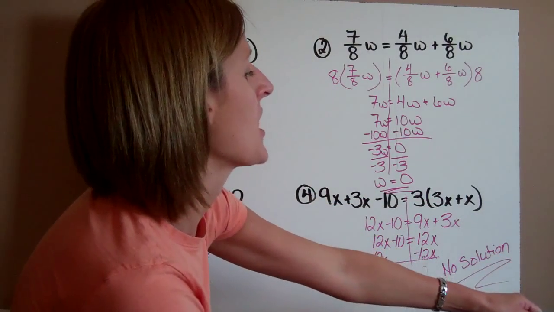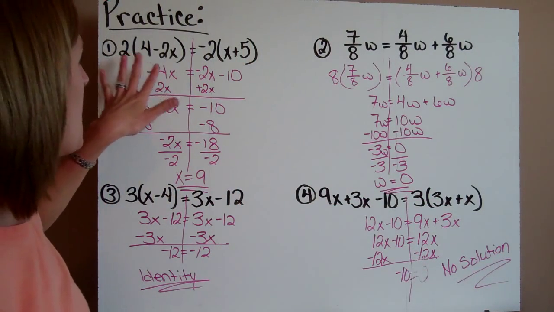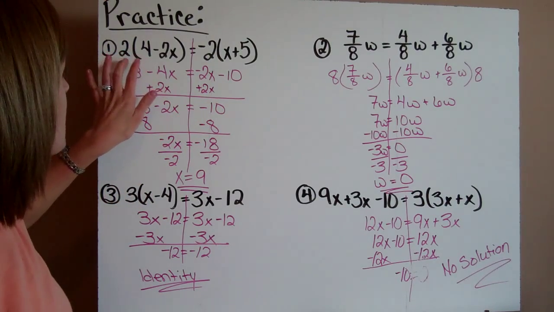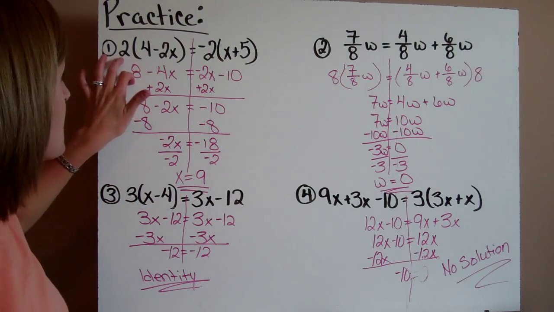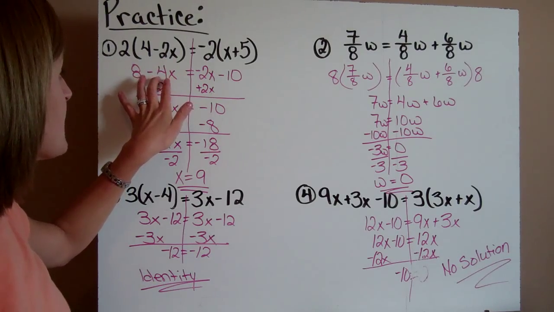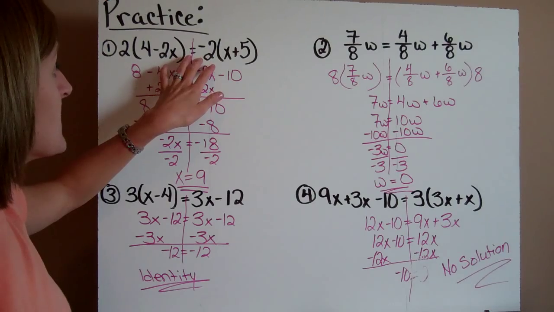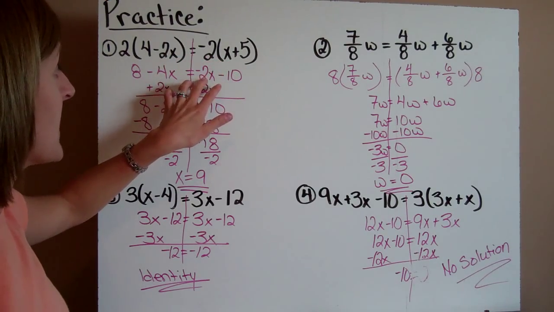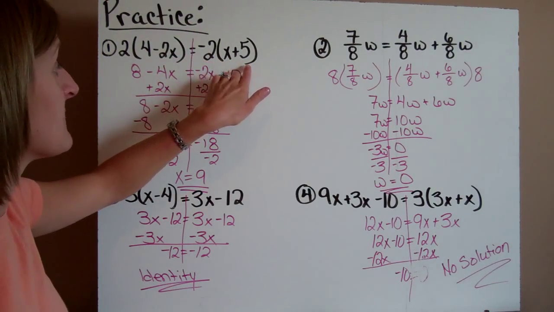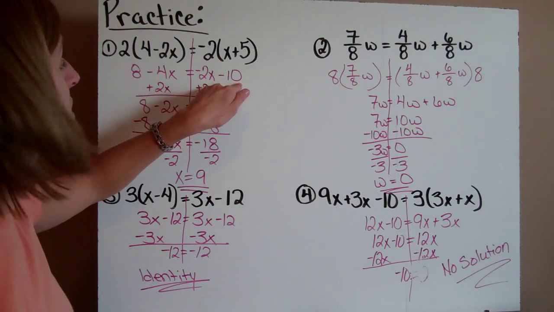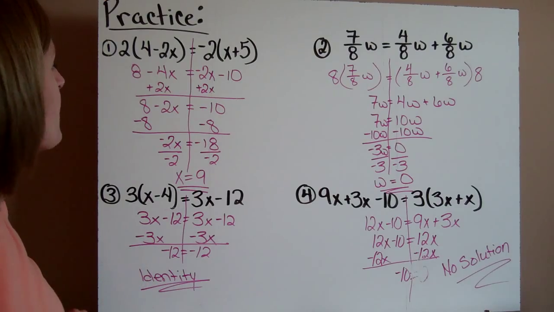Alright, let's look at some practice problems. Okay, this first one, we've got a lot of distributing we need to do. This first side, 2 times 4 is 8, and 2 times 2x is 4x. Remember subtraction, so I bring it down. This side, 2 times x is negative 2x, and negative 2 times 5 is, actually it's a plus negative 10, but we can do it as minus 10.